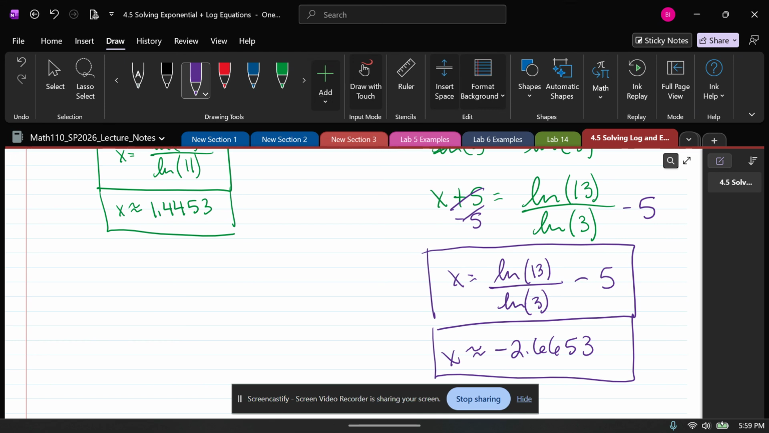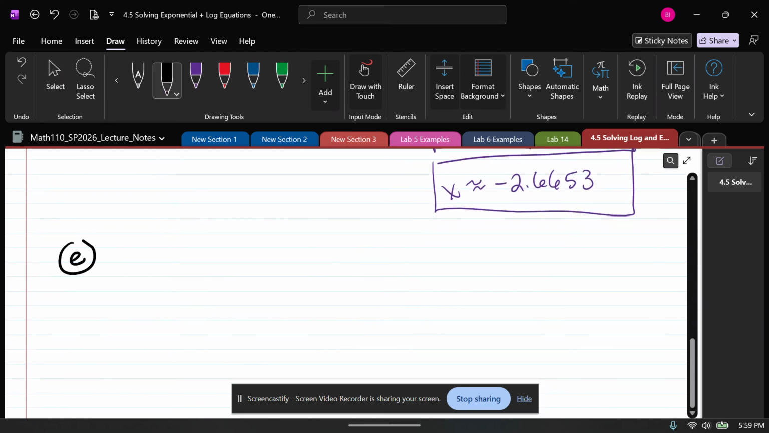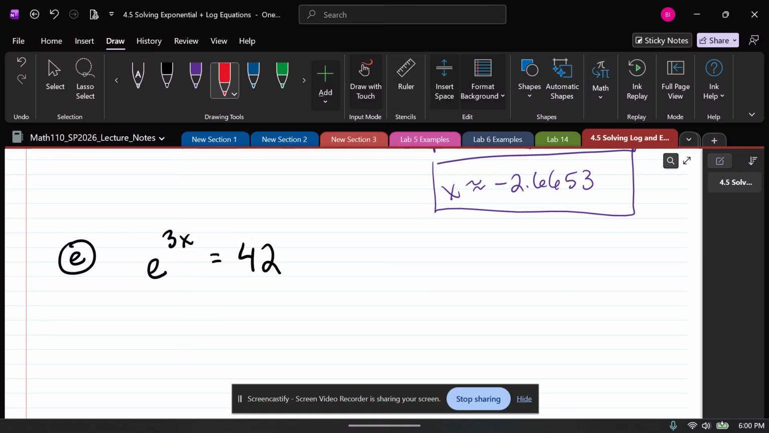Not too bad. That's doable. Let's go to example E. Let's say we've got e to the 3x is equal to 42. The base is the letter E. I'm not changing how I worked it. I'm still going to use natural log. But it's going to even work better on this one because remember, what's the base of the natural log? E.